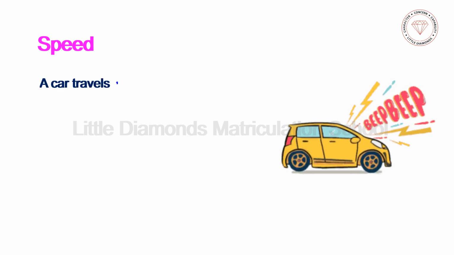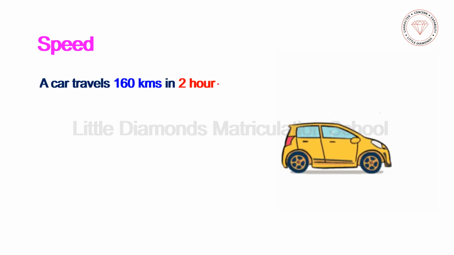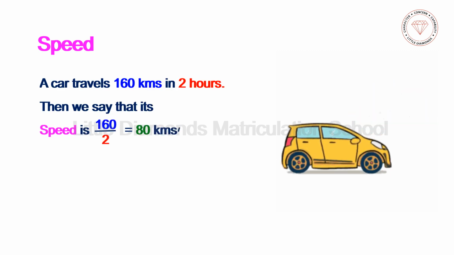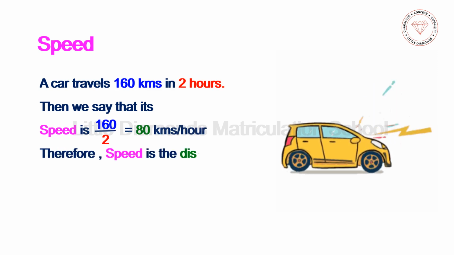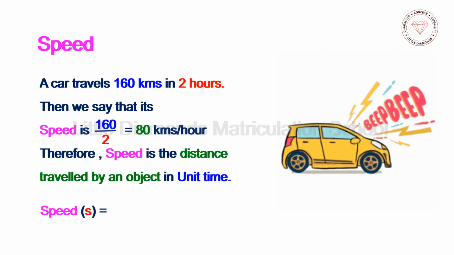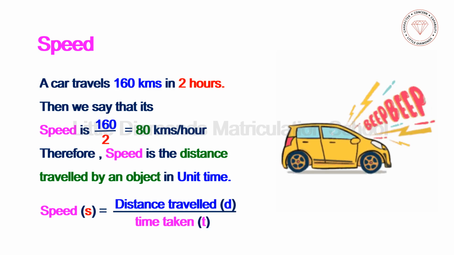What is speed? Let us say a car travels 160 kilometers in 2 hours. Then we say that its speed is 160 divided by 2, that is 80 kilometers per hour. Therefore, speed is the distance traveled by an object in unit time. Speed S is equal to distance traveled D divided by time taken T. S is equal to D by T.